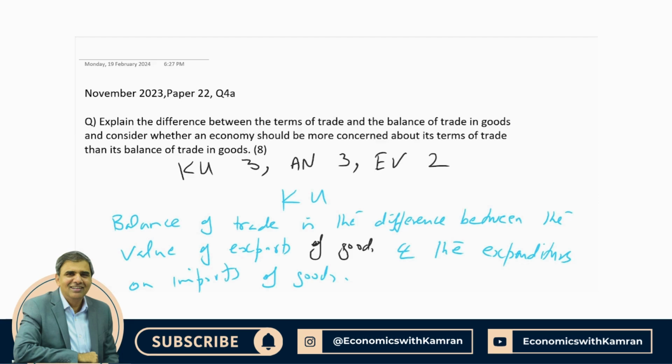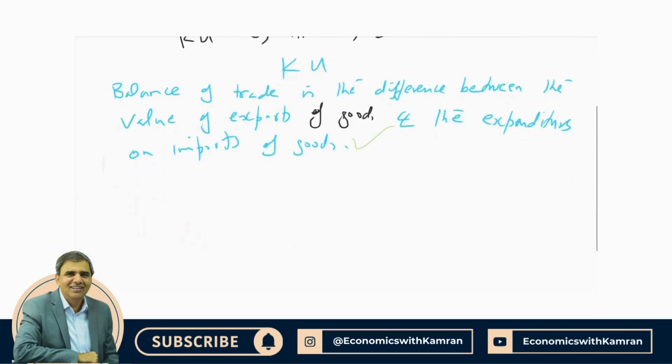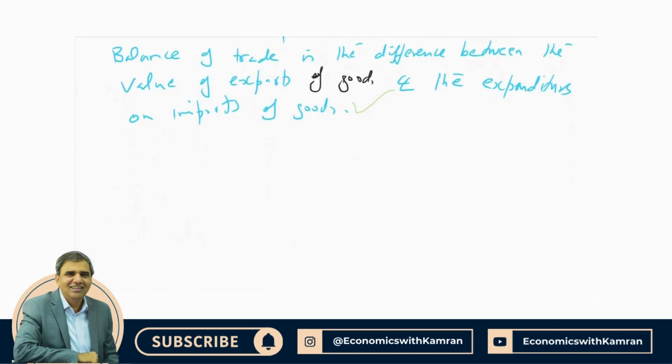That is the definition for balance of trade, and this gives us a mark for knowledge and understanding. A green tick means 1 mark. The second mark is for the definition of terms of trade. So terms of trade, and we call it TOT as well. TOT is a numerical measure. It is a formula. It is a ratio.